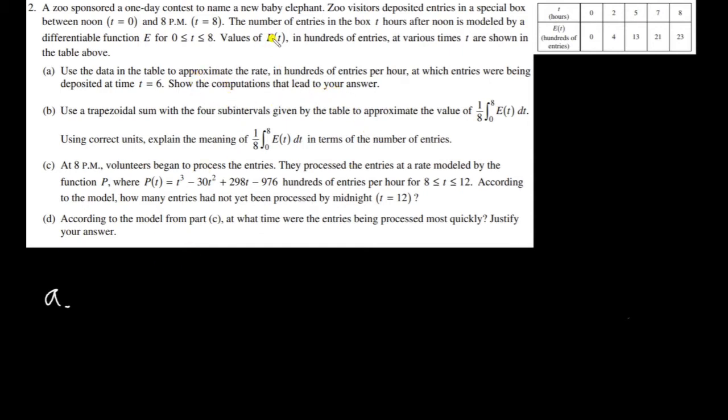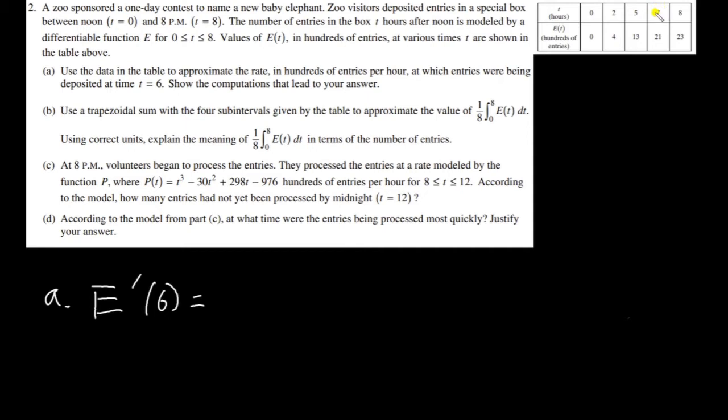So e of t tells us the number of entries that are in the box. We want to figure out the rate of change of that, so we're going to be looking at e prime of t, more specifically e prime of 6. This is going to tell us how much e of t is changing, so how much the number of entries are changing at time t equals 6, okay? How do we do this? Well, we don't know anything about what's going on at t equals 6, but we do know what's going on at t equals 5 and t equals 7, right?